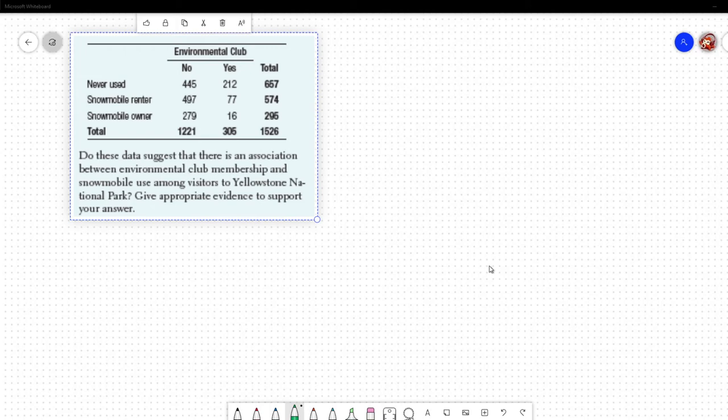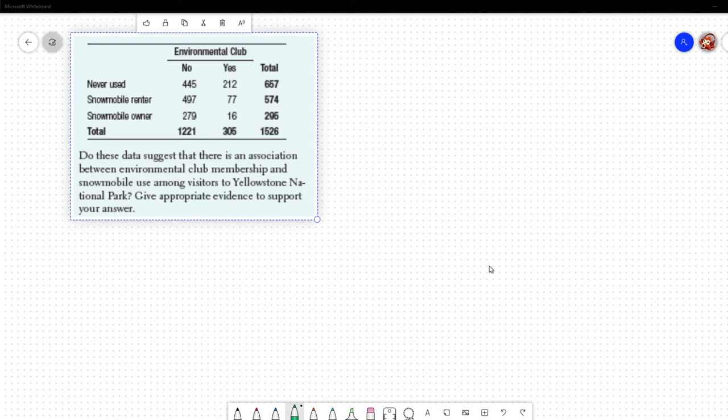collected from individuals. They were asked if they were in the environmental club and their familiarity with using a snowmobile. So some people never used it, some people rent, some people own. So that information is collected in the table. We have marginal totals collected on the side. So those are the bold numbers.